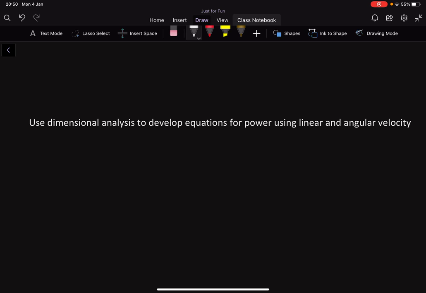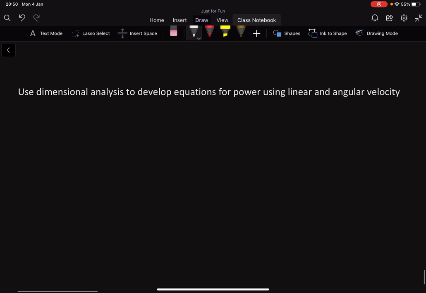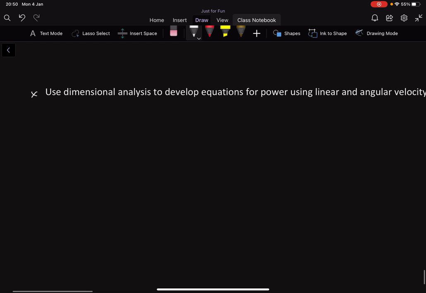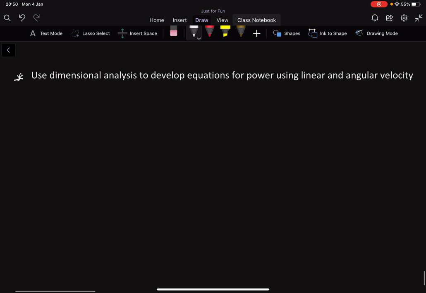It says use dimension analysis to develop an equation for power using linear and angular velocity. Now when you look at this first point, it looks very complicated. It is really asking you to derive the power equation using the linear velocity and angular velocity, but it's not that difficult. It's very simple. So let's derive the expression.